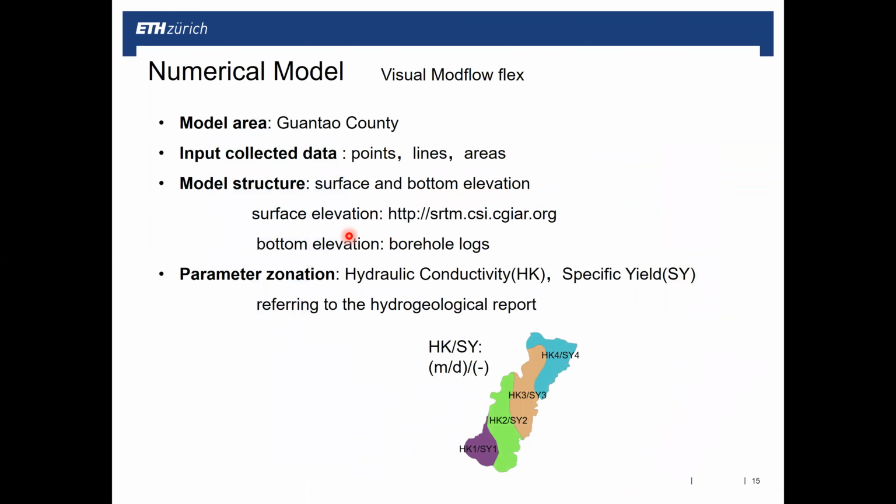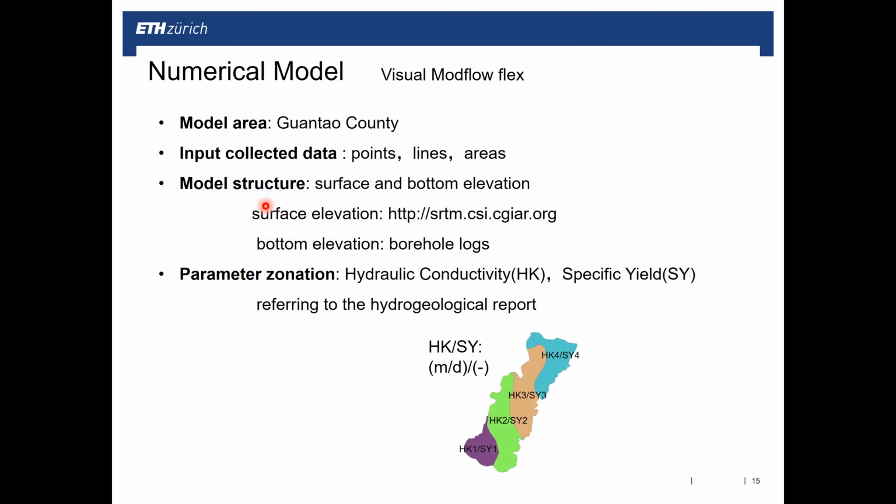And the model area is the Guantao. The data we collected is the point data, like the pumping wells, locations, and pumping rate. Lines data is like the canals. Infiltration areas are like the irrigation locations or precipitation locations. And we have to find the model structure.